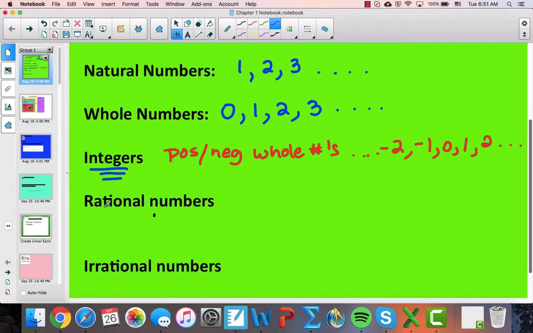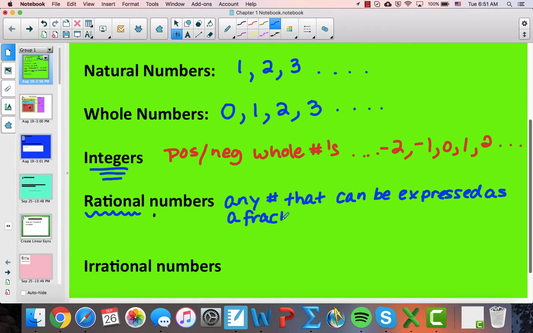All right. In the coming weeks, I'm going to be spending a lot of time talking about the term rational numbers. A rational number is any number that can be expressed as a fraction. To be quite honest with you, natural numbers can be expressed as a fraction, whole numbers can be expressed as a fraction, and integers can be expressed as a fraction. I could do -2 over 1. I could do 3 over 3. So all of these are rational numbers.